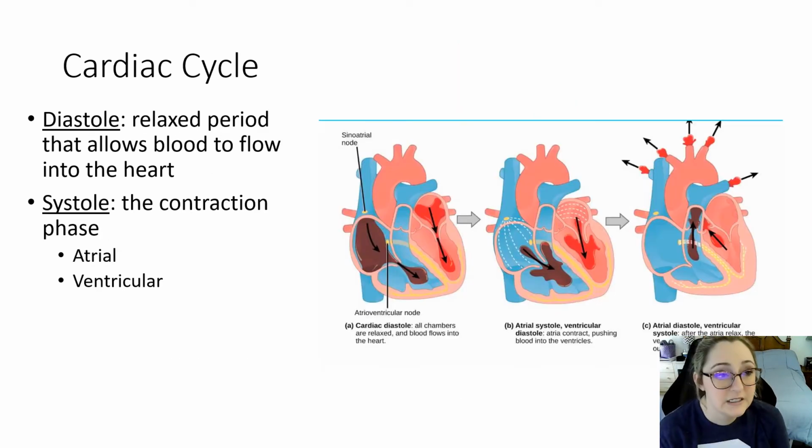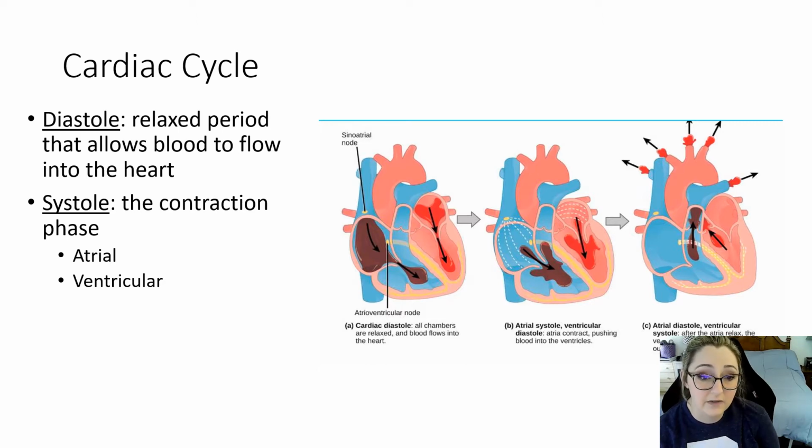Okay, moving into the cardiac cycle. Not a whole lot I want you to know about this other than you have diastole and systole. Diastole is going to be the relaxed period of the cardiac cycle where blood flows into the heart. Systole is going to have two phases, but both of them involve contraction. You have atrial systole and ventricular systole.